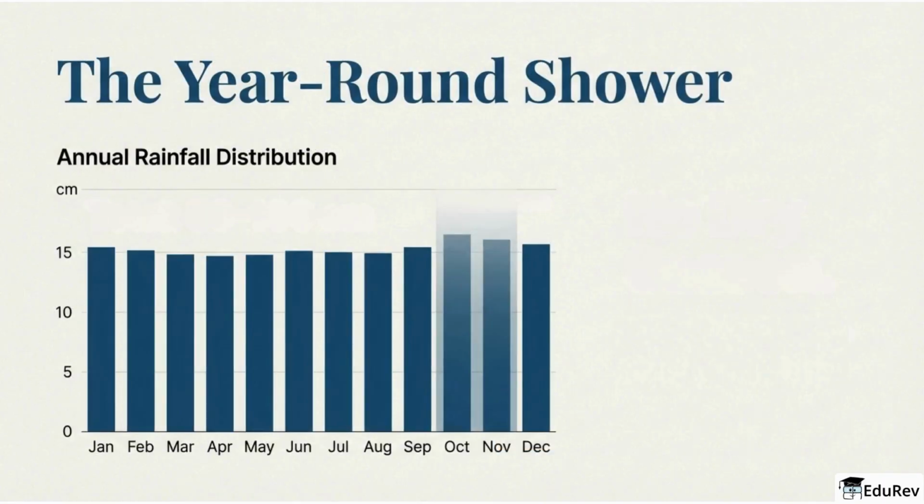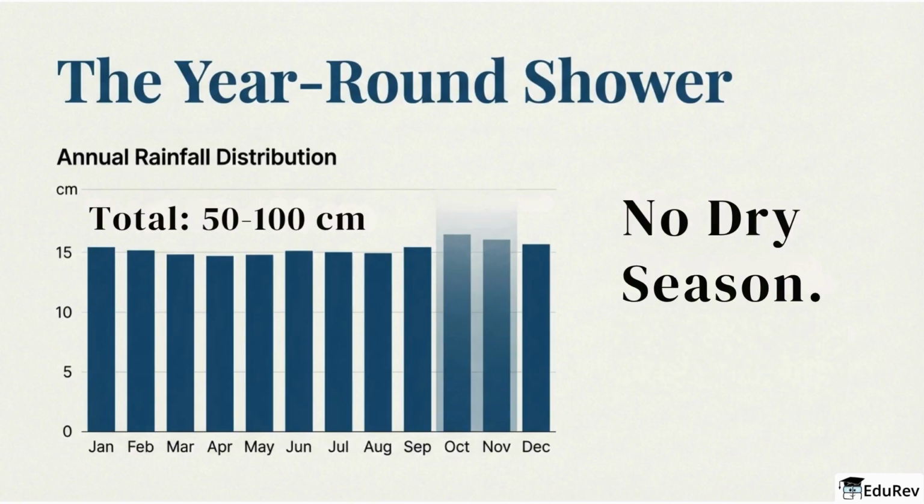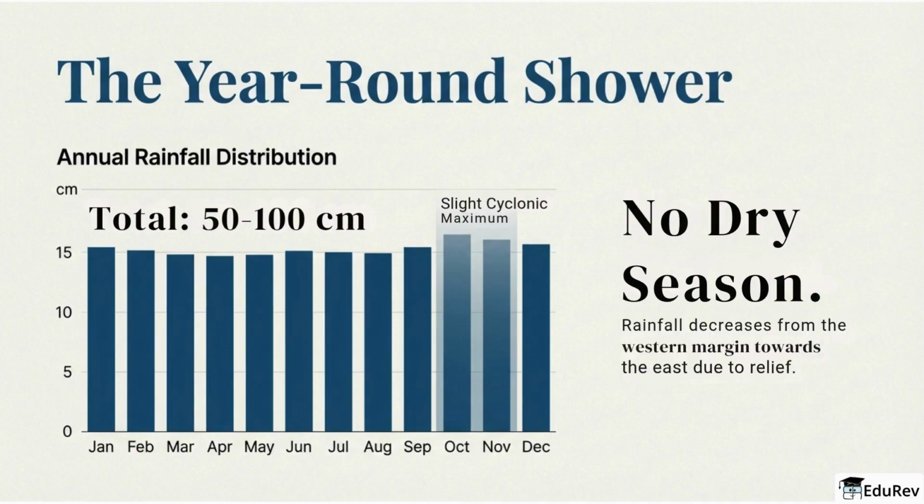Now rainfall. This climate gets about 50 to 100 centimeters annually. And the big takeaway is simple: there is no dry season. Rain falls through the year, though there can be a slight cyclonic maximum, especially when temperate depressions become more active. Another line you should retain: rainfall generally decreases from the western margin toward the east. Why? Because the western side receives the first impact of moist westerlies. As air moves inland and across relief, it loses moisture. So the rule is clear: west gets hit first, east gets less.